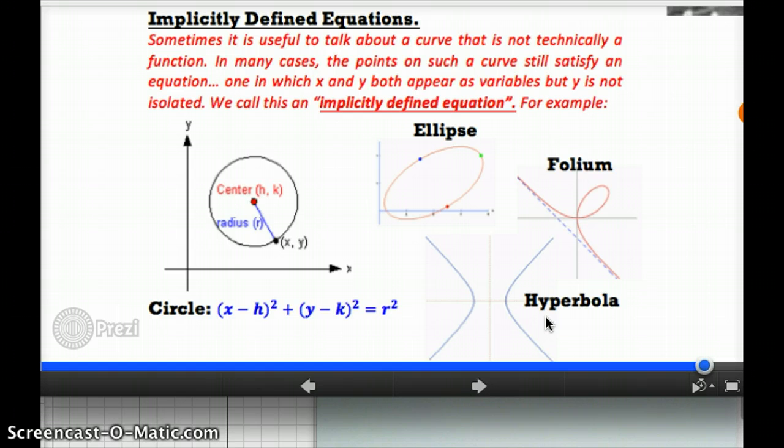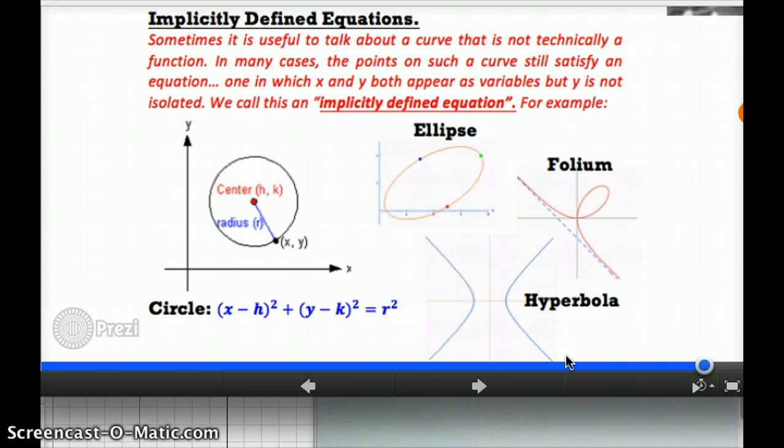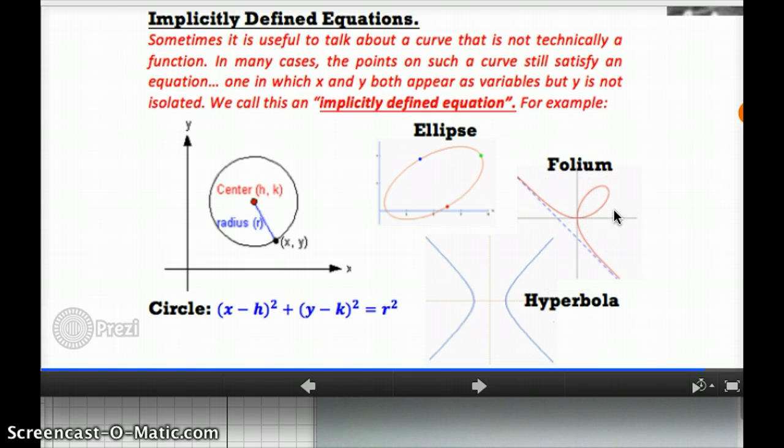So if they're not functions, why do we talk about them? Well, they're all equations for shapes. And a lot of times in the world, a mathematician's job is to analyze something about a shape. We'll talk about an ellipse example in class, but interestingly enough, the hyperbola shape right here is related to radio waves and how they're transmitted. Circles are useful for a whole host of reasons, and you can imagine why. And the folium, well, I think it's just pretty, but could be useful as well.